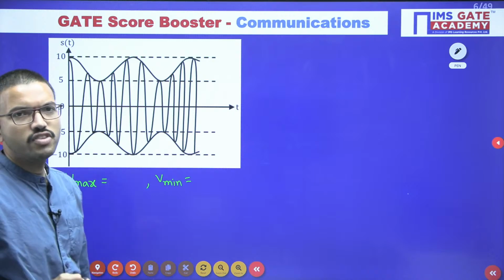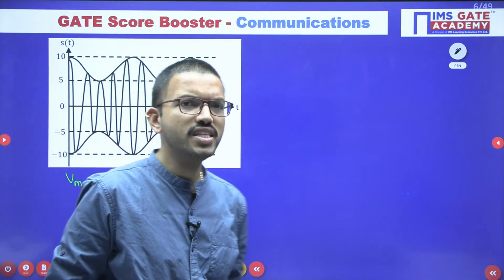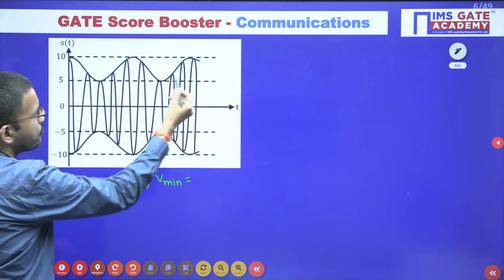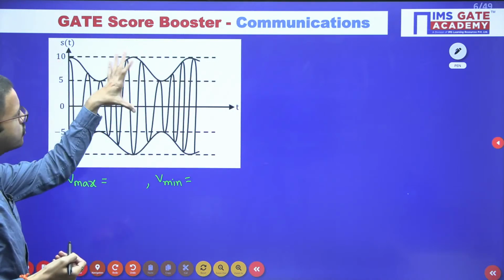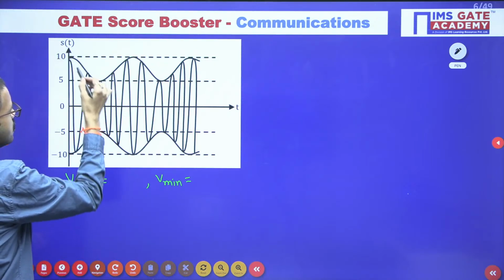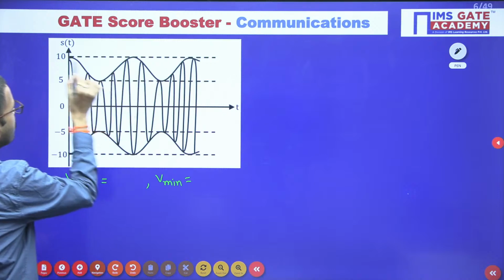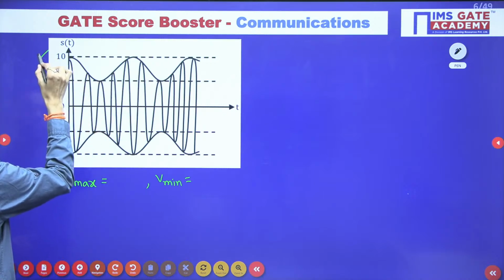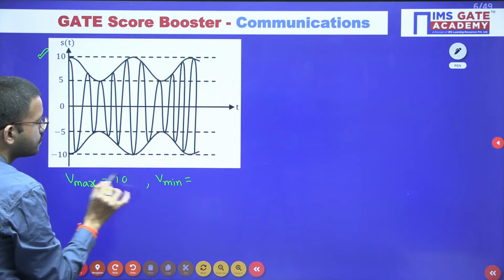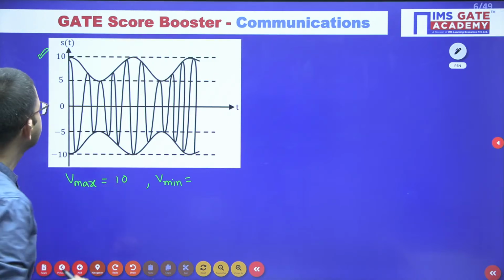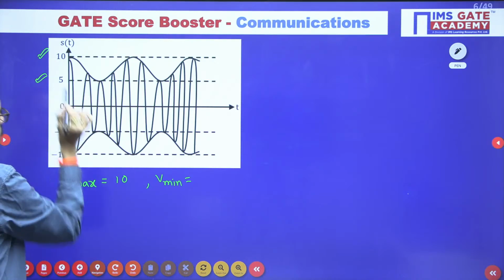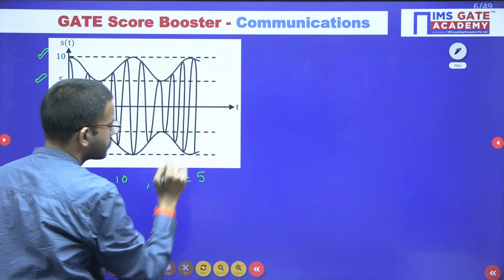What is Vmax and what is Vmin? Just by observing the diagram, you can easily tell. This is the envelope on the positive amplitude axis. Among these voltage values, here you are getting the maximum voltage value. So Vmax equal to 10, and here Vmin is 5.